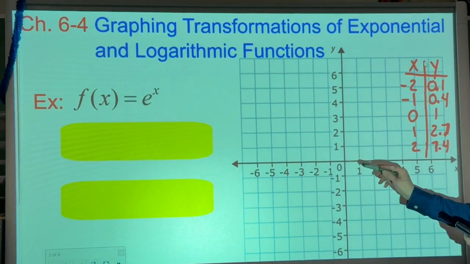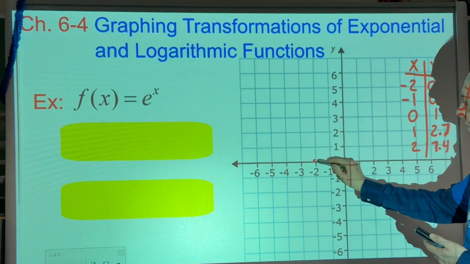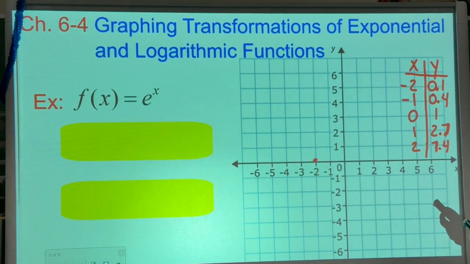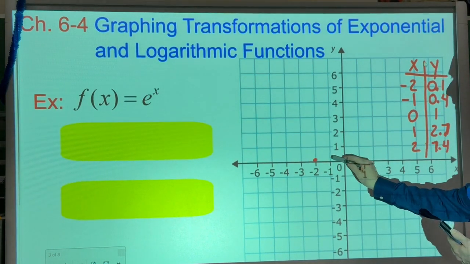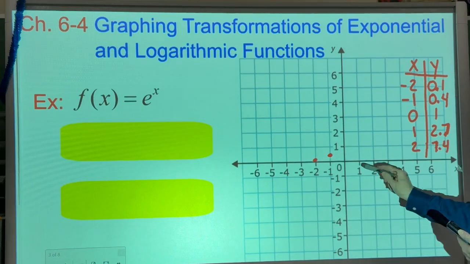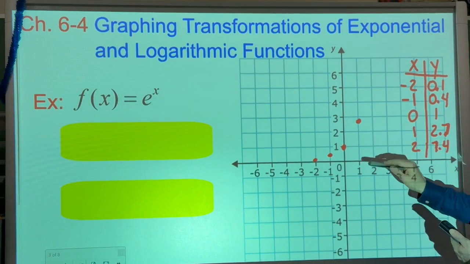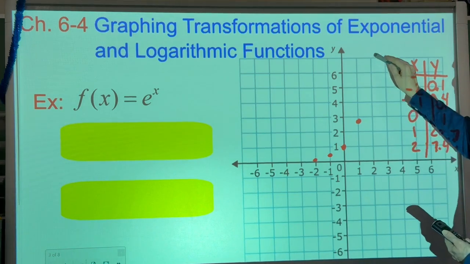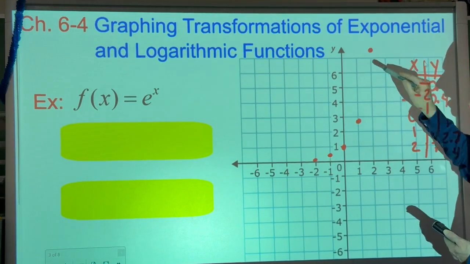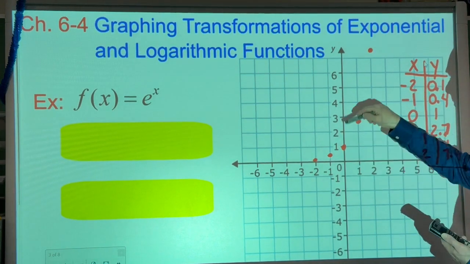If I plot my points, -2, I am really low, but not quite at 0. -1, I'm almost halfway up. 0, 1, there we go. 1, 2.7, and 2, I'm at 7.4. Yours will fit, your graph goes up to 10. Mine only goes up to 7.